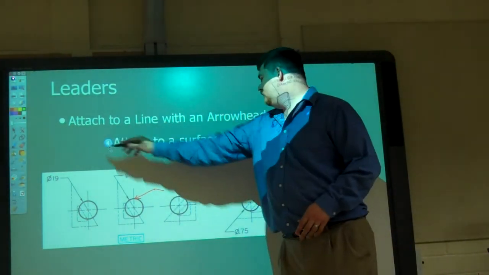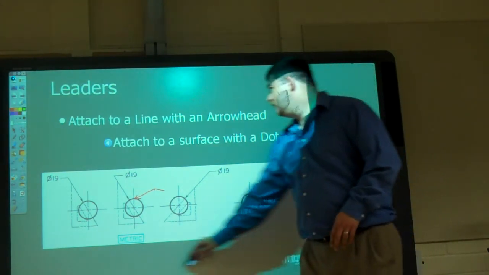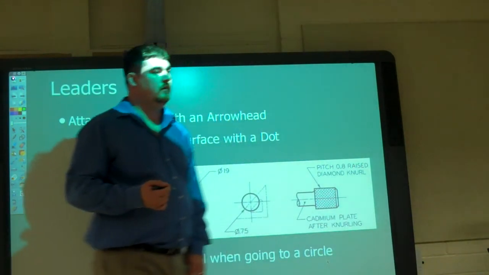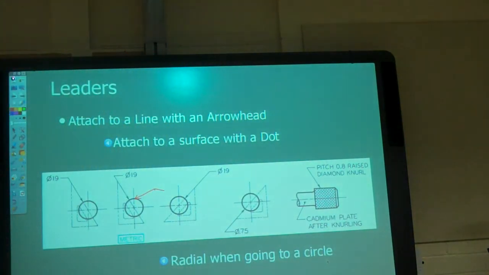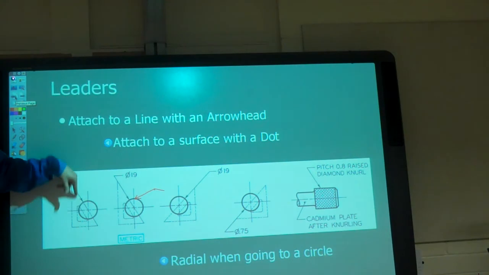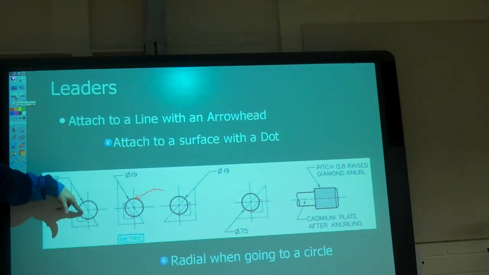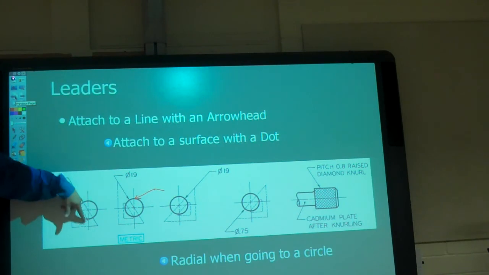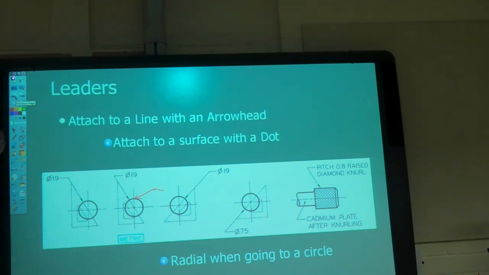So the dots are solid, and the arrows for any other kind. Arrows for most things, dots if it goes to a surface. What do you mean by radial? Radial is pointing at the circle. Radial when going to a circle. Oh, so radial means it's pointing towards the center. Okay, so that's what I already talked about.